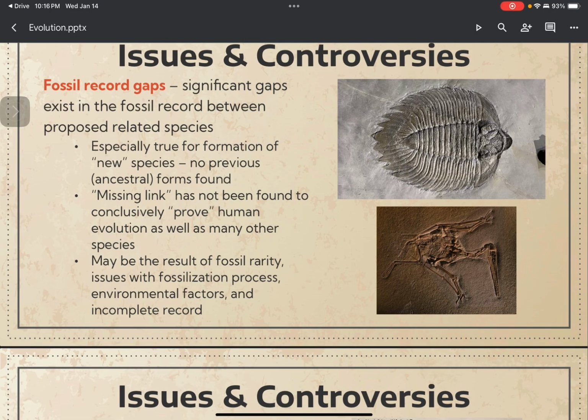And then 3, this may be the result of fossil rarity. There are some fossils that are just so rare that we don't have them, and that's going to cause issues with our record because it causes them to be incomplete. But the rarity can also be influenced by the fossilization process, environmental factors. There could have been certain fossils that lived in one environment, but there was a volcanic eruption and it completely destroyed any fossil remains that were there. And so now we have no record of them ever, and we're not going to.